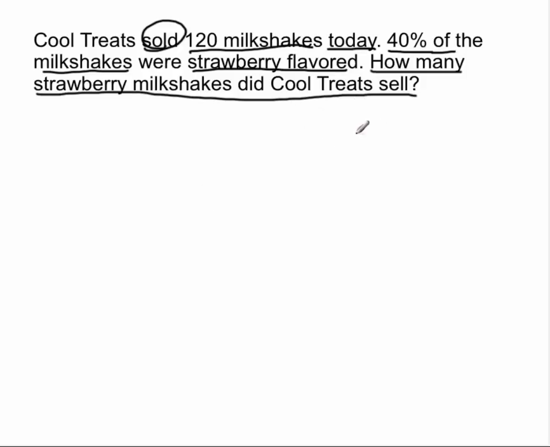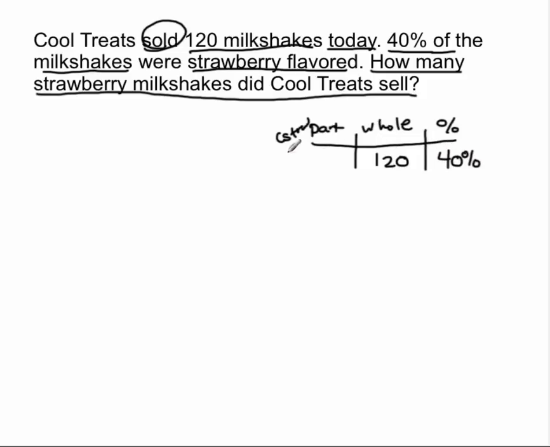Okay, so I'm going to make my chart here, my chart of part, whole, and percent, which is my rate. Okay, and they sold 120 milkshakes today. That's the whole. If you're wondering how that's the whole, when I read the problem, it said 40% of the milkshakes that were sold today were strawberry flavored. So the part is going to represent the strawberry flavored. So let me just put straw here so you know it's strawberry. And 40% of the whole were strawberry.